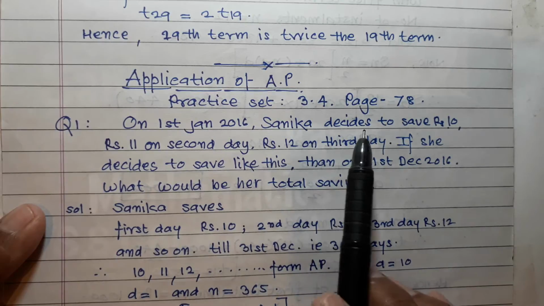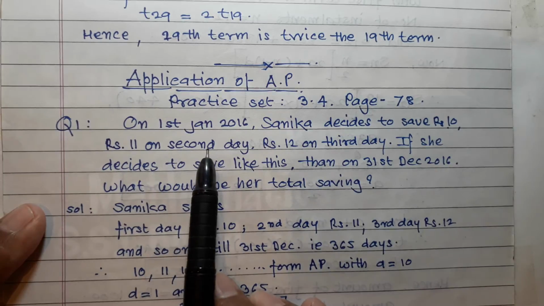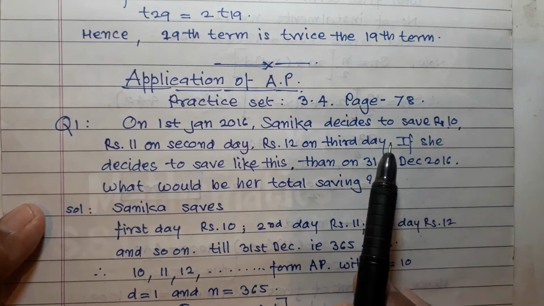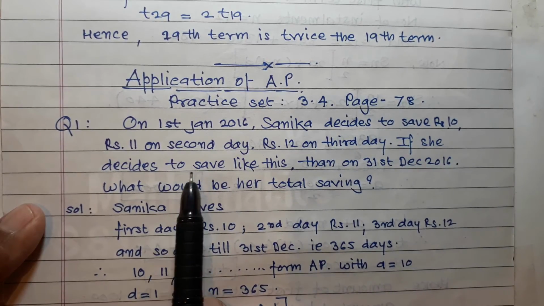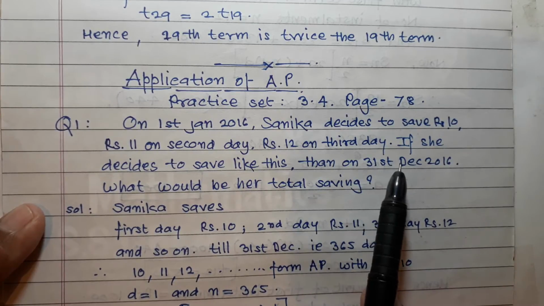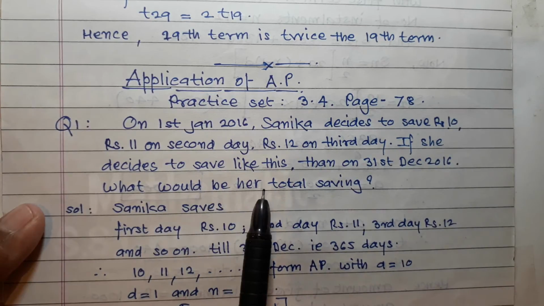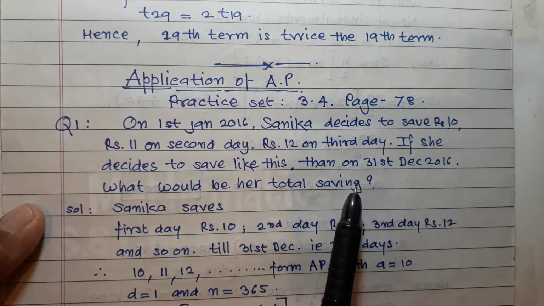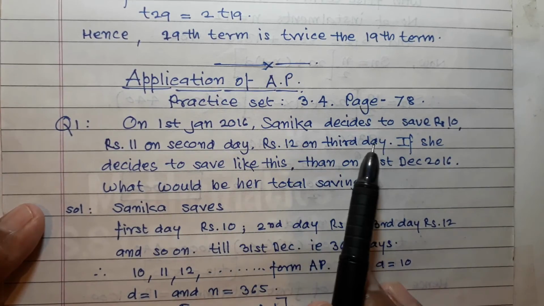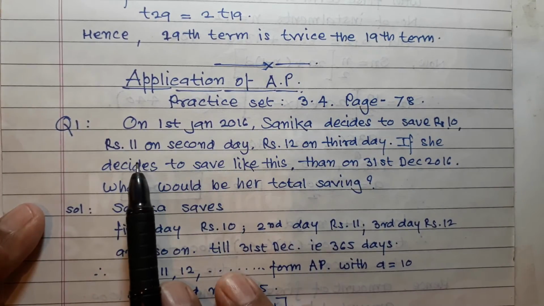Okay. On 1st January 2016, Sanika decided to save rupees 10, rupees 11 on the second day, rupees 12 on the third day, and so on. If she decides to save like this, then on 31st December 2016, what would be her total saving? Okay, it means here you have to find the sum of the rupees saved by Sanika.